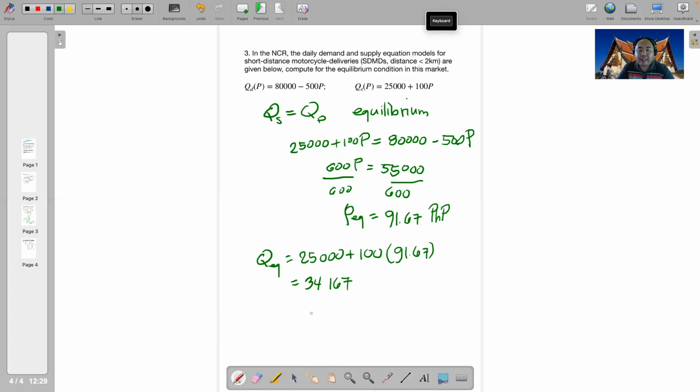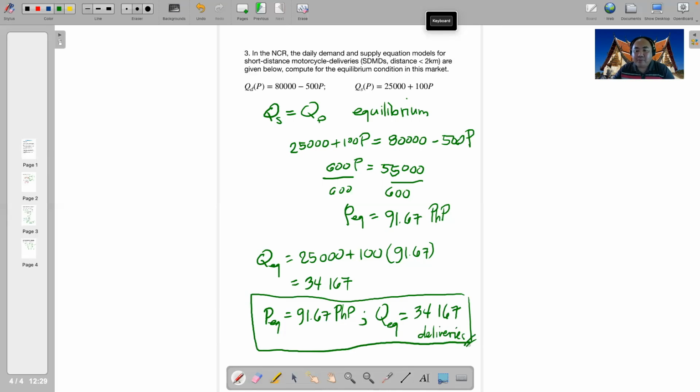So finally, at equilibrium, the price is 91.67 pesos and the quantity is 34,167 deliveries. There you have it.